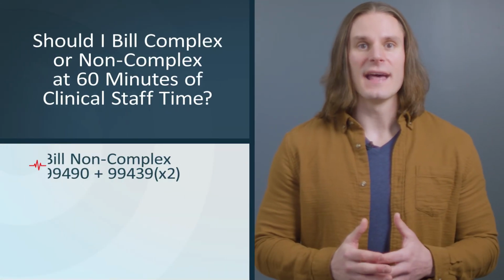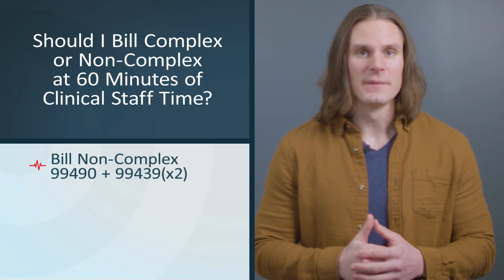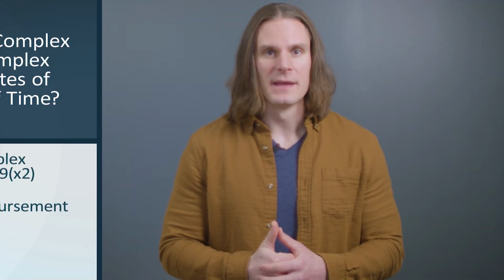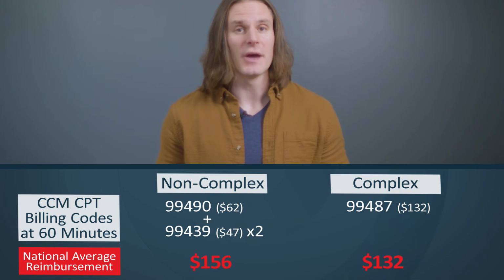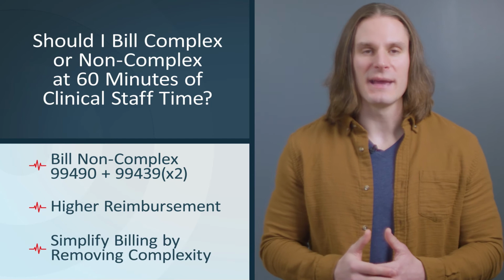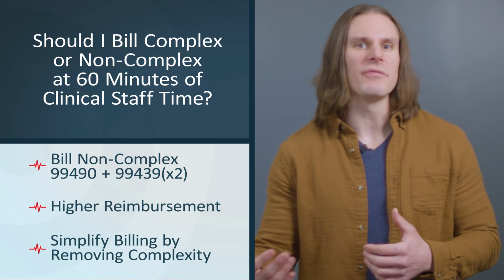Now, at this point in the video, you may have noticed that we mentioned 60 minutes of time twice, one complex, one non-complex. So what do we do in this situation? Well, here at ThoroughCare, we suggest that you bill code 99490 plus 99439 times 2. Now, there are two reasons why we suggest that. The first is that, hey, it ultimately pays more. So you can see the differences in reimbursements here between the two codes. Also, using 99490 and 99439 times 2, you're taking the complexity of decision-making out of the equation. So many of our customers feel more comfortable at that point, even if they don't feel that their patient is a complex CCM patient.